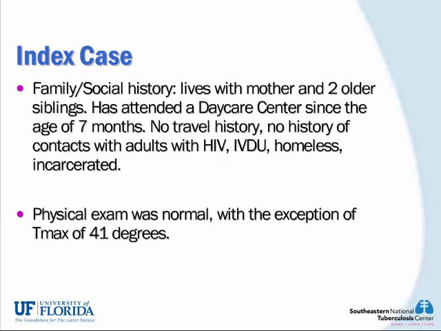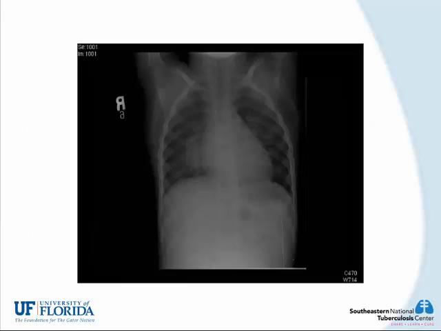His past medical history was not significant for really anything. His family and social history was significant for living with the mother and 2 older siblings. He had attended a daycare center since he was 7 months. He had no history of travel or contacts with adults with HIV, IV drug users, homeless, or incarcerated individuals. On physical exam, they couldn't find anything except for a fever of 41 degrees Celsius. And this is his initial chest x-ray that was taken in the ER. So you can see that this x-ray is not normal.